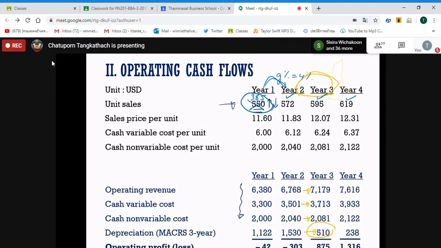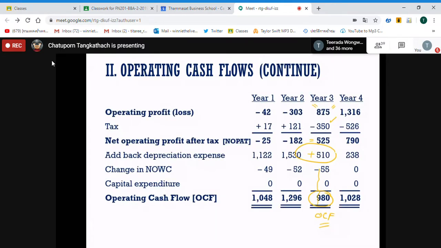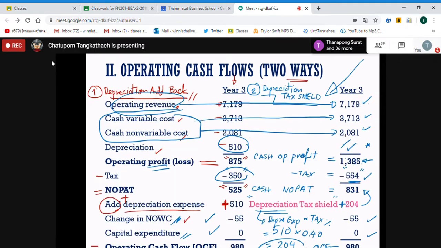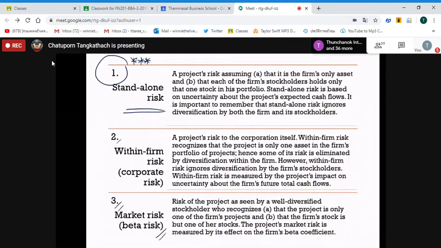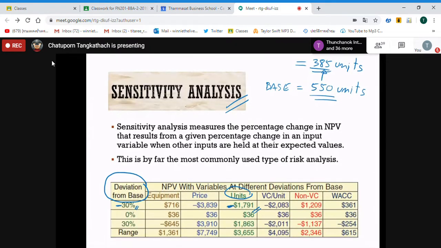Now remember, in sensitivity analysis, you change only one factor. The rest will be the same. Sales price will be the same. Variable cost will be the same. Non-variable cost still the same. So you need to have these two amounts, the new ones, for all of them. You see the work, right? You repeat the whole process here and calculate the new one. Your operating profit will be another number, and you calculate another new OCF. After that, you repeat the process until you get here, the new NPV. Your new NPV equals minus 1,791 finally. This is how we conduct sensitivity analysis.